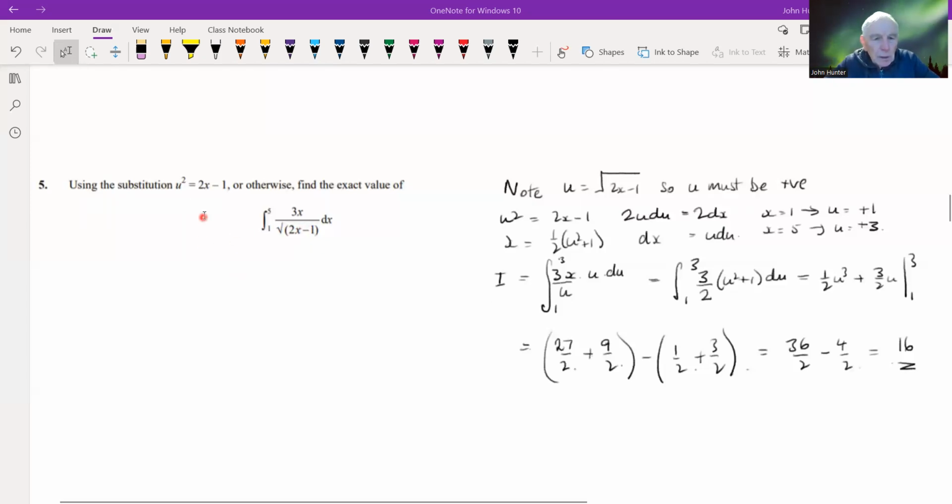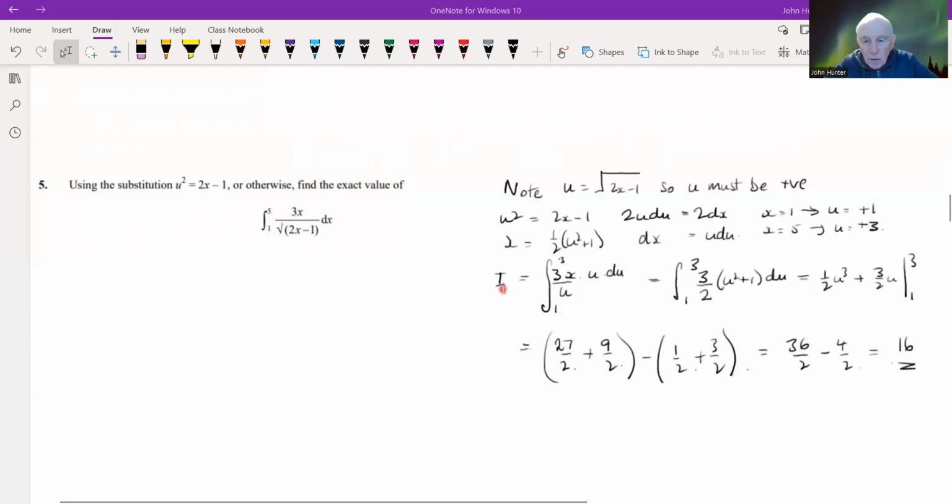So, here we go. It gives us a substitution here: u squared equals 2x minus 1. I'll come back to this statement here. So if we differentiate, we get 2u du equals 2 dx, and therefore dx equals u du. If we turn this one round, we've got this expression for x. And in this situation, I have actually calculated the u limits.